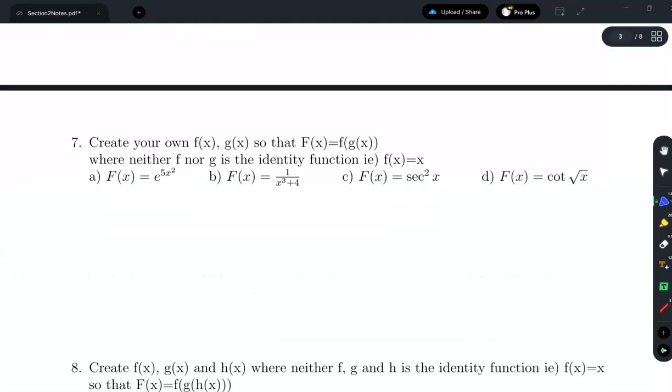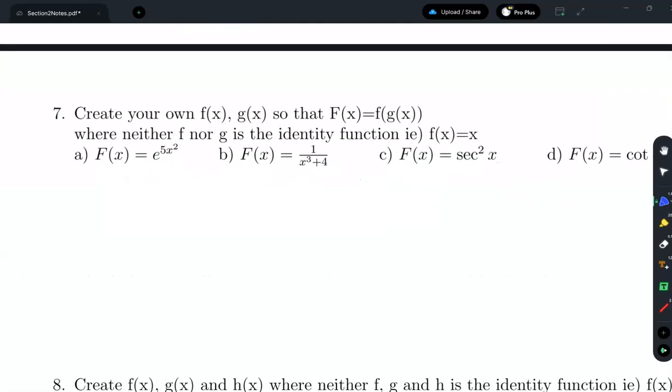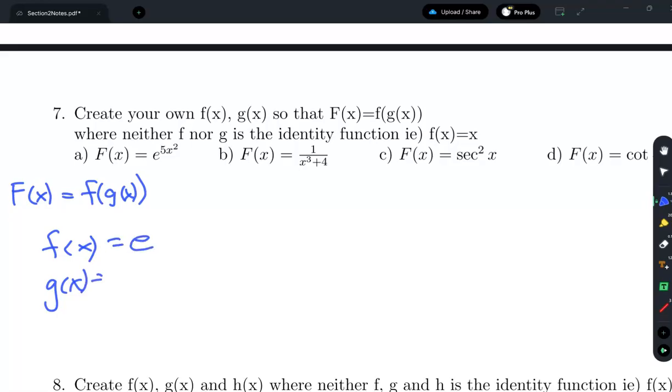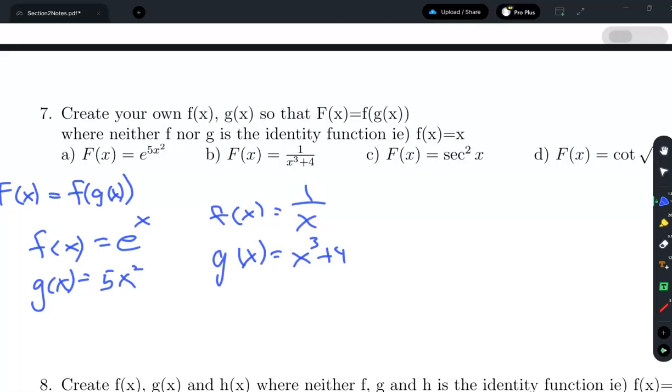Okay, so now you're going to be the creative mathematician, and you're going to think of, okay, what would the functions be if I had this capital F written as an f of a g? So hopefully you can see the most outside function is an e to the x, and the inside function is 5x squared. This one could be done several ways. I'm just going to offer one. So the outside function I could use as 1 over x, and then the inside function I could use x cubed plus 4. It's okay to have another answer also.